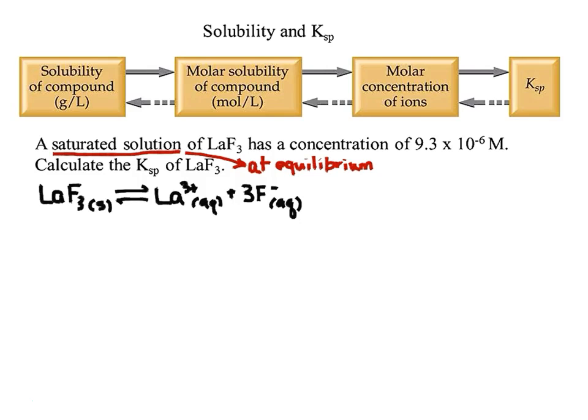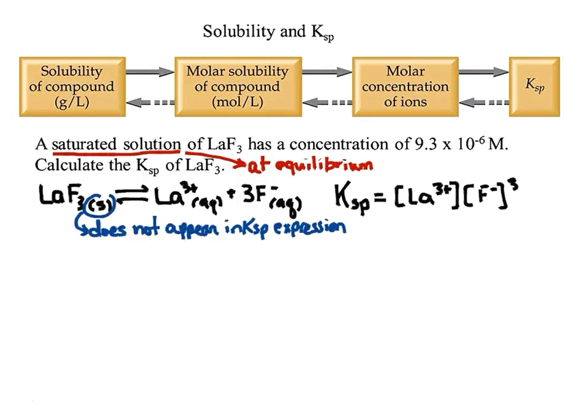So we're going to write the solubility equilibrium, lanthanum plus 3 and 3 fluoride ions on the right-hand side in the aqueous phase. The solid salt is on the left. If we write the corresponding Ksp expression, remember only the aqueous ions appear, the solid does not appear. And of course the 3 stoichiometric coefficient becomes a cubed in the problem.